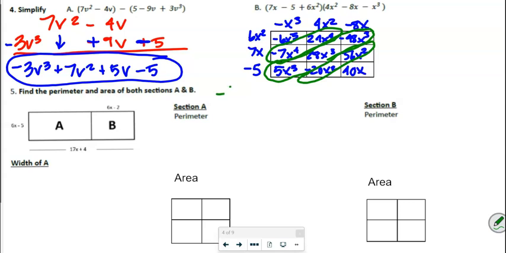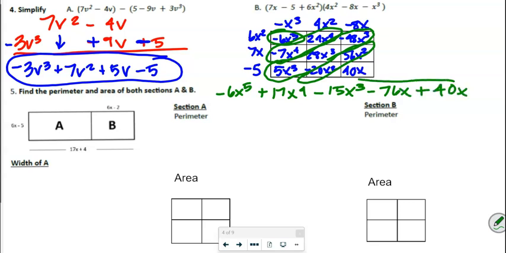So this is negative 6x to the fifth. That was this term right here. When I combine the next two, I get plus 17x to the fourth. And then I get minus 15x to the third, minus 76x, plus 40x. So that's our answer right there. Okay. All right, so the next one says find the perimeter and area. This should remind you a lot of what we did on the performance funnel.